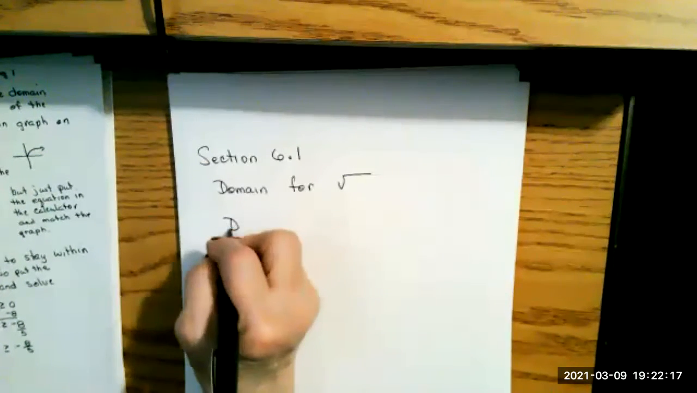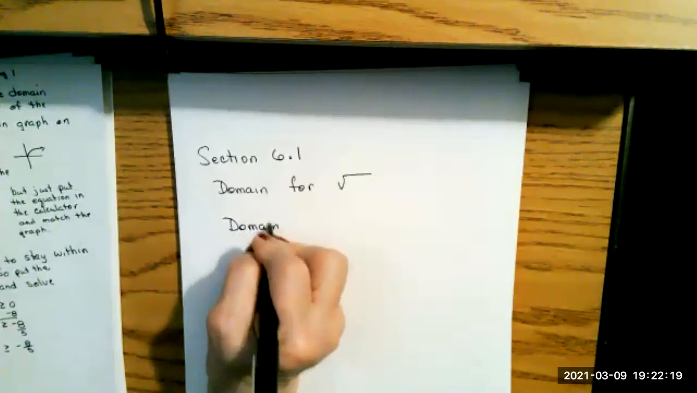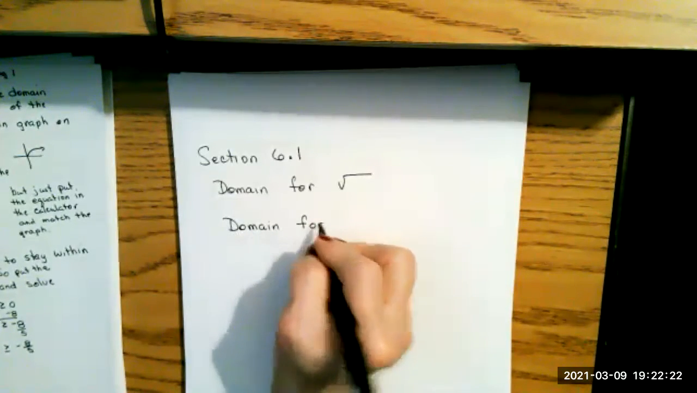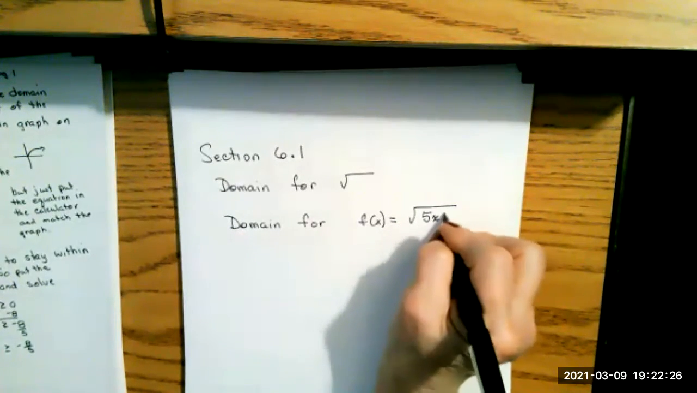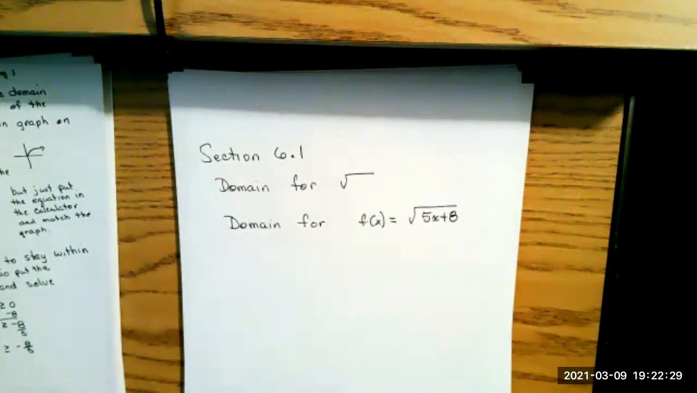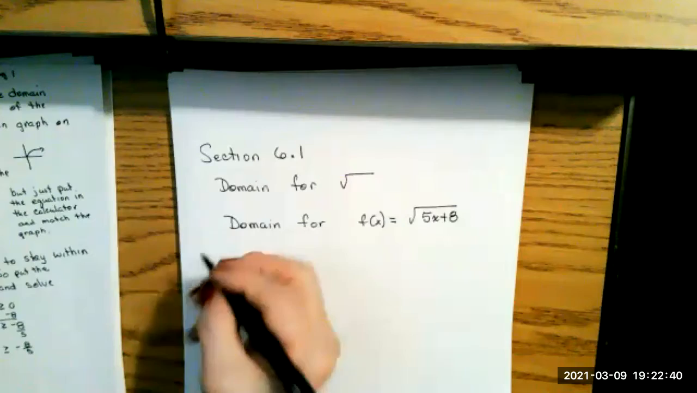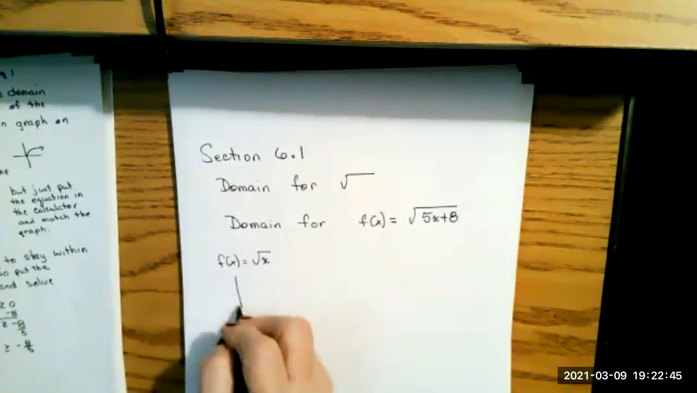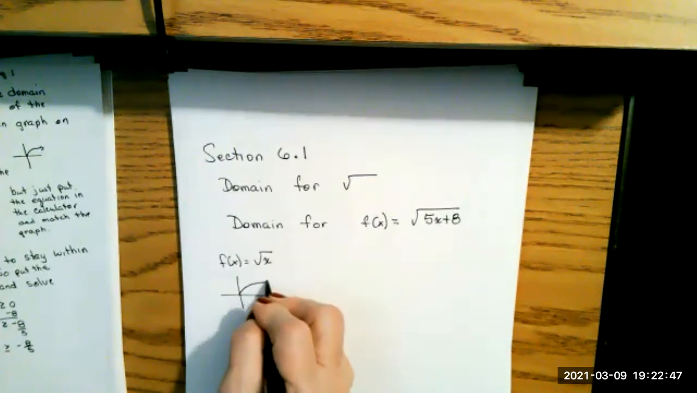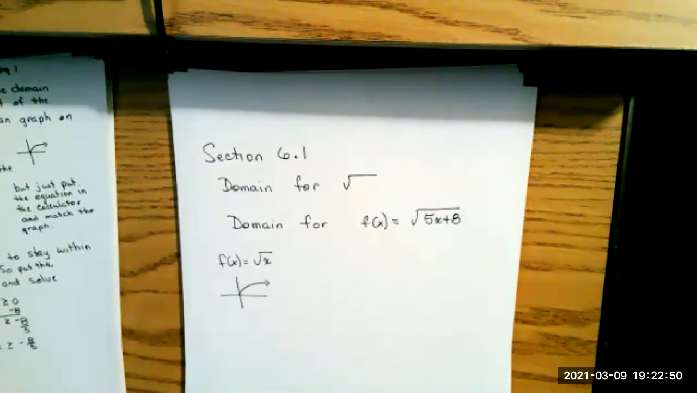If you want the domain for f of x equals the square root of 5x plus 8. And this is kind of the first or second time you've done domains for square roots. You'll do a bunch more. Then what you're going to do is know that this is a square root problem. So if I had f of x equals the square root of x, the graph would look like half of a parabola. That's the way it would look.